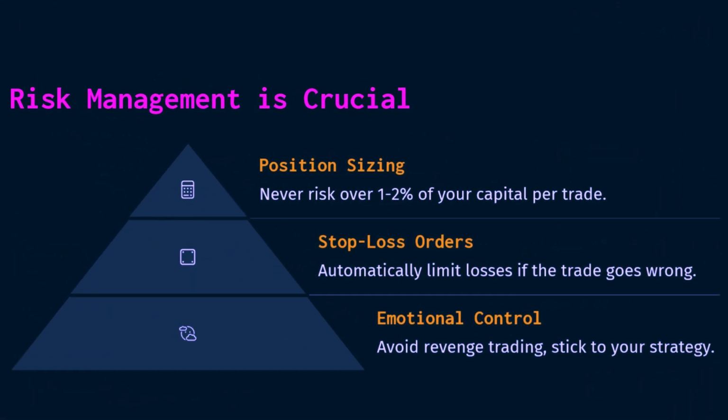Risk management is crucial. Position sizing. Never risk over 1 to 2% of your capital per trade. Stop loss orders. Automatically limit losses if the trade goes wrong. Emotional control. Avoid revenge trading. Stick to your strategy.